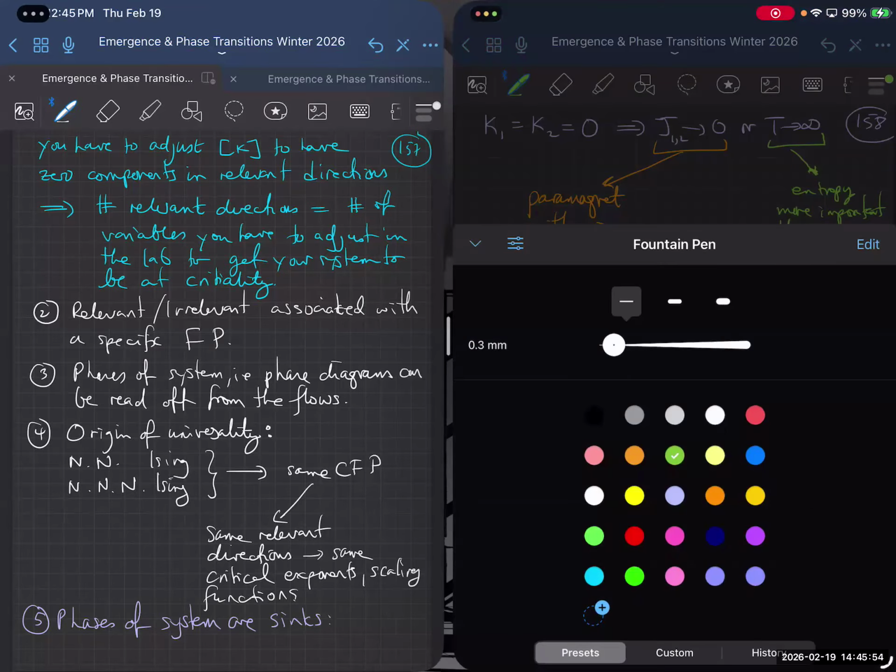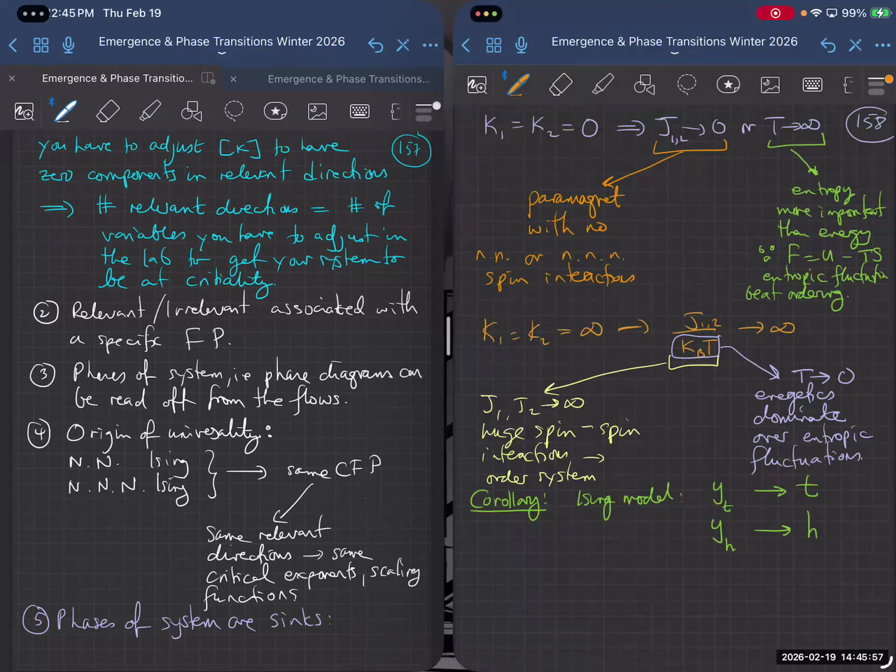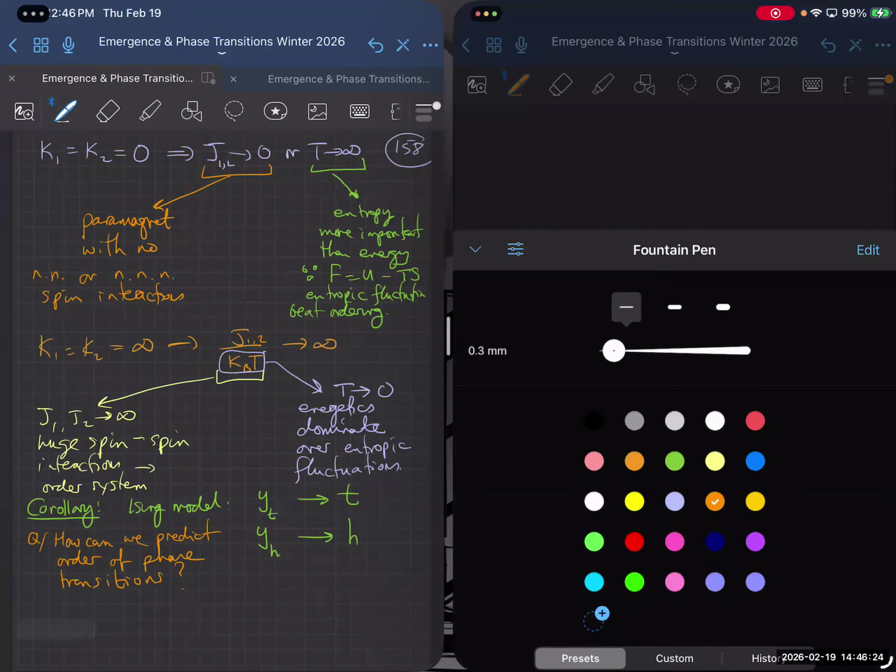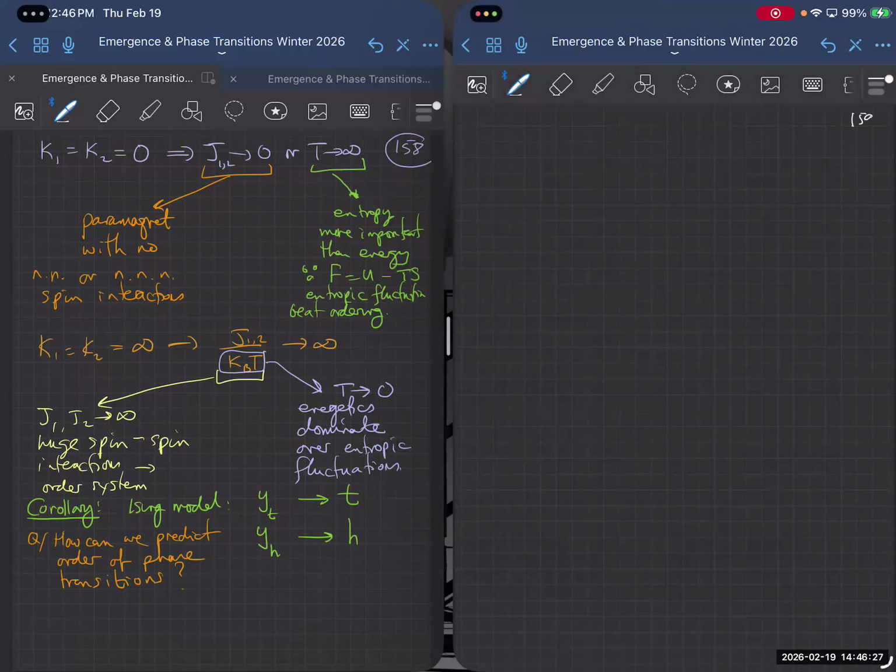Now, I want to explain how we learn something else about the behavior of the phase diagram. So the question is, how can we predict the order of phase transitions? And how does that emerge in this picture? So I'm going to just tell you the answer. I'm not going to go into the mathematical detail, but let me just show you that it is something that is also explained by this formalism.